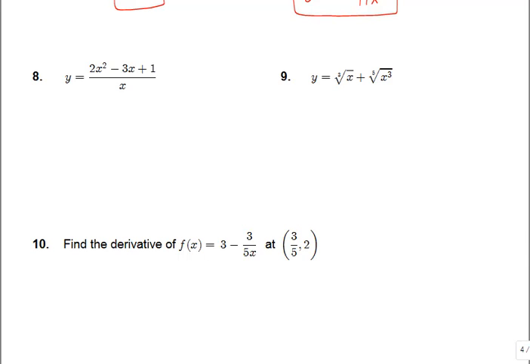Okay, the next one here is another one of these big fractions. So again, you're not allowed to take the derivative of the top and then the derivative of the bottom and just divide those two answers. That is not the correct answer here. So I'm actually going to show you two different options. You can use whichever method you prefer.